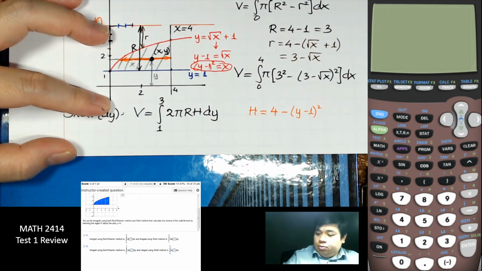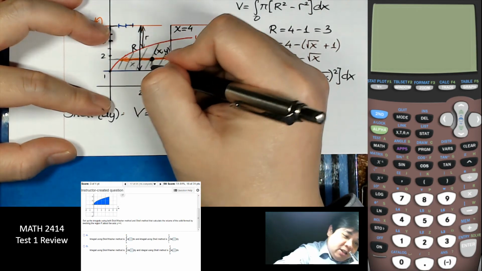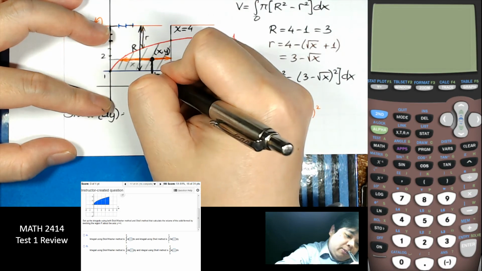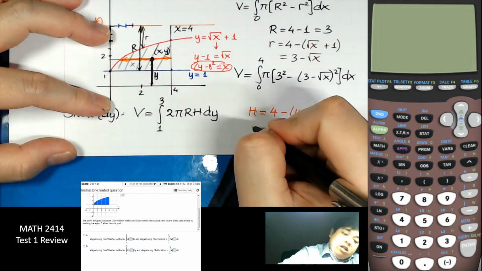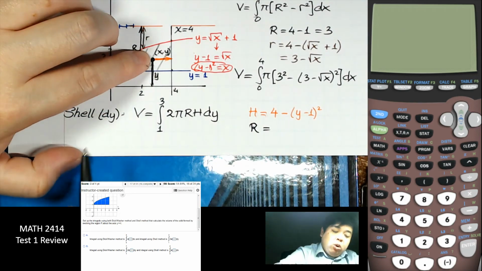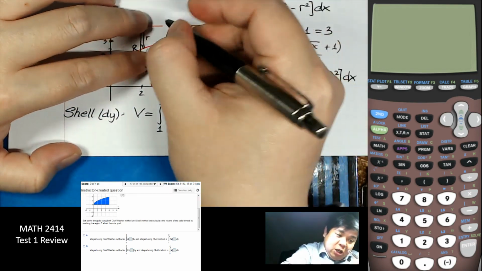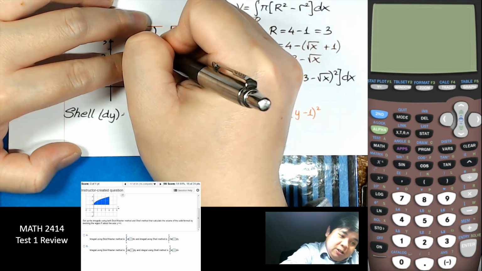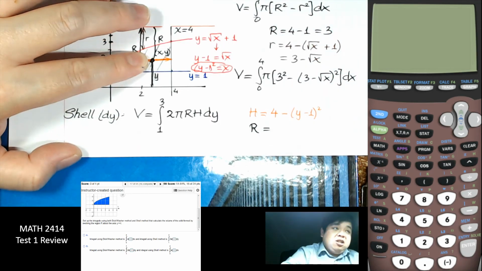So this distance is y. Now the next question is to determine R. R is the distance from that point to the axis of rotation. So this one actually is going to be R. That is the distance R.